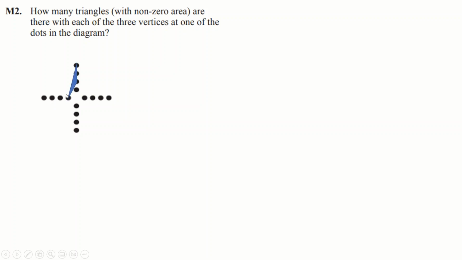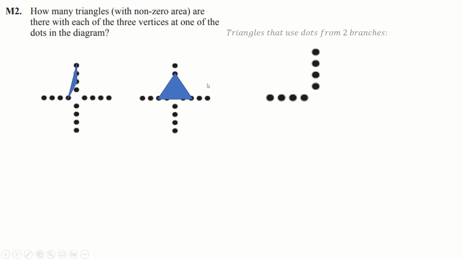So okay, you can either have triangles that look like this, or that look like this. And I counted those separately. So I said, let's first consider triangles that only use dots from 2 different branches. How many of these are there? Well, what you do is you say, let's make this the branch that has 2 dots on it.